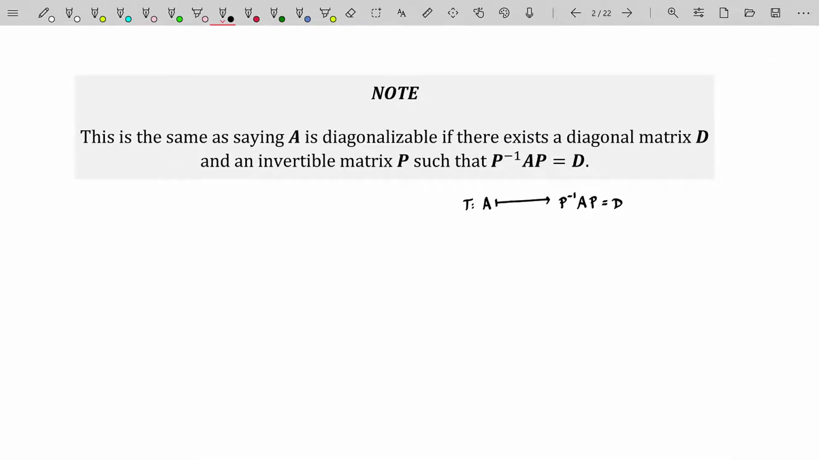Not all matrices are diagonalizable. And by the way, a lot of people think that if a matrix is diagonalizable, it must be invertible. That is not true either.